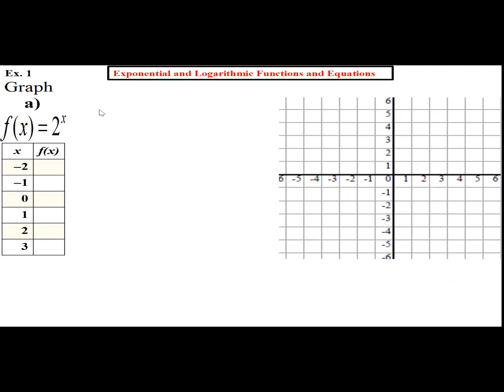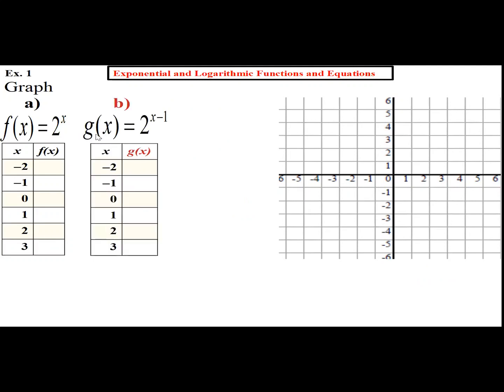Next to that, part B, I want you to write the transformation of the parent function. Now it's going to be g of x equals 2, base 2, but now the exponent, instead of just being x, is x to the -1. And it's the same table, same domain, but instead of f of x, now it's g of x, because now it has a transformation. We're going to do that in red.